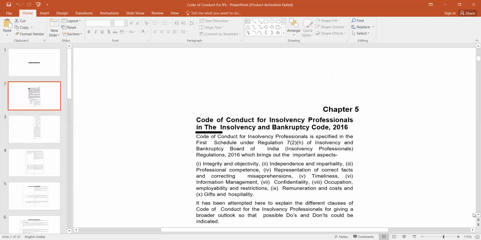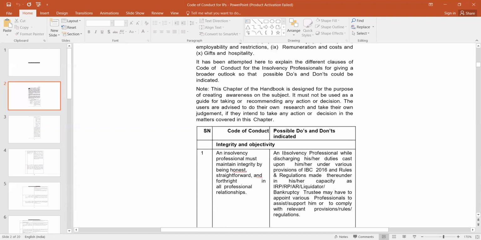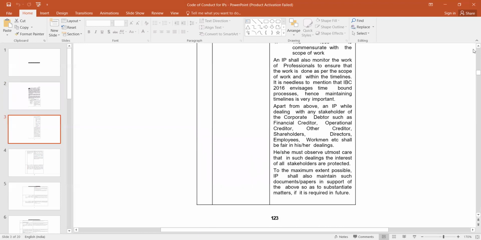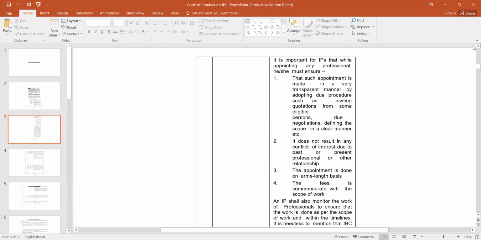Integrity, objectivity, and independence, and impartiality. Integrity and objectivity. It says that as an insolvency professional, you might be required to appoint various professionals. So what are the points you should take into account? You have to ensure, first of all, that such appointment is made in a very transparent manner by adopting due procedure, such as inviting quotations from some eligible persons.